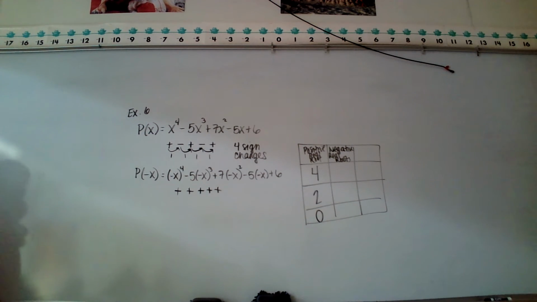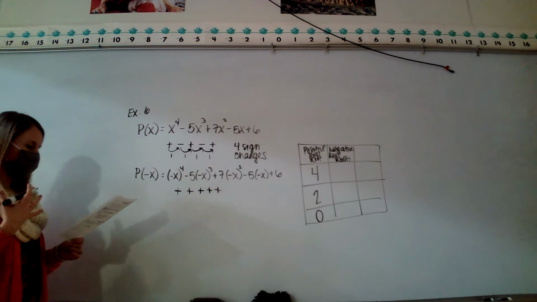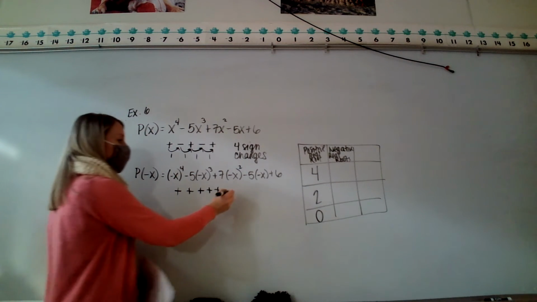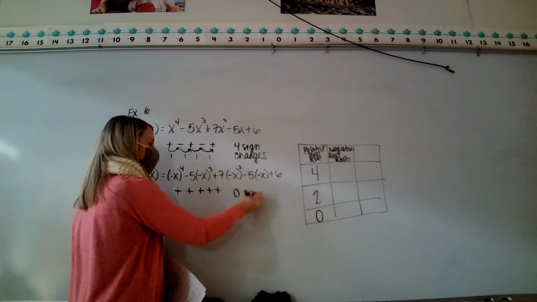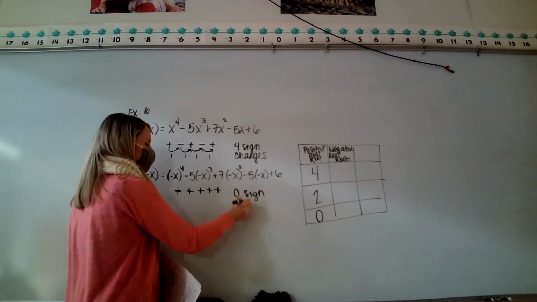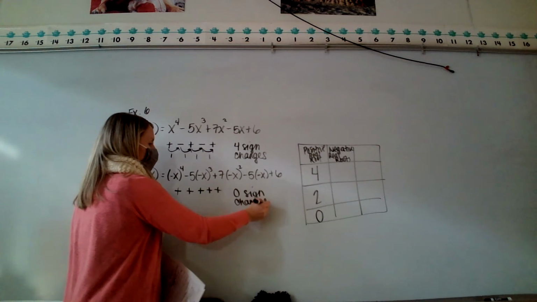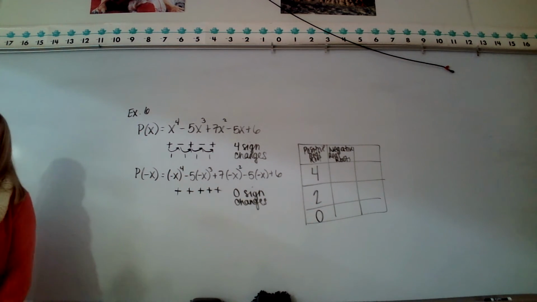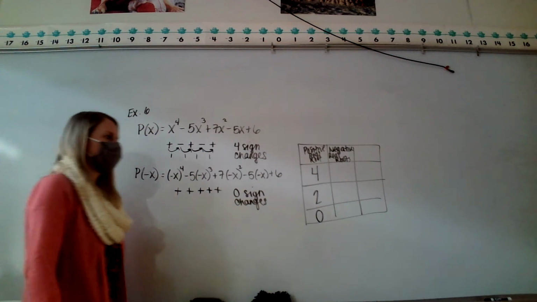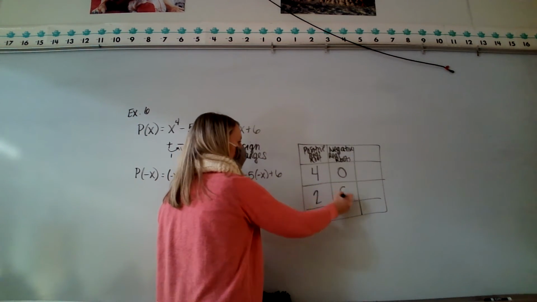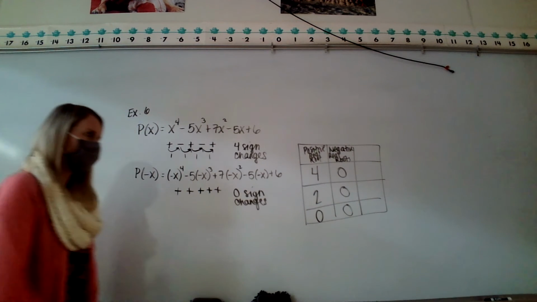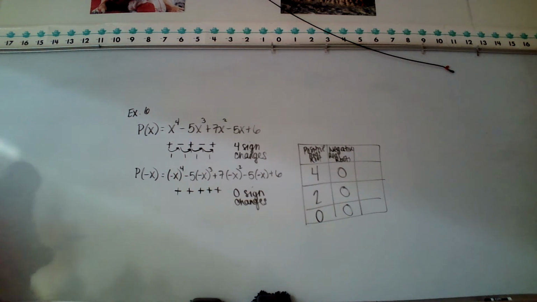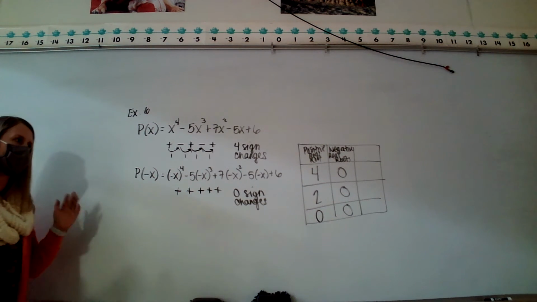Magical. So if I'm looking for sign changes, there are none, right? The sign change is when it changes from positive to negative or vice versa. So we say there are 0 sign changes. And if there's 0 sign changes, that means there's 0 negative real roots. So actually, this whole column is all zeros. So no sign changes means no negative real roots.